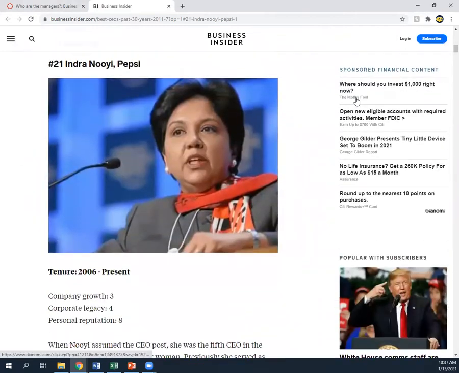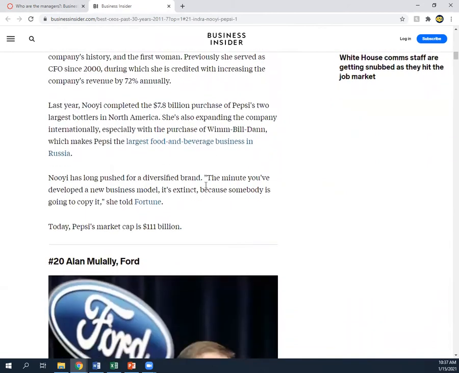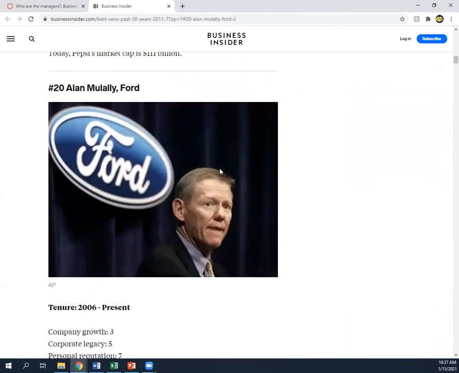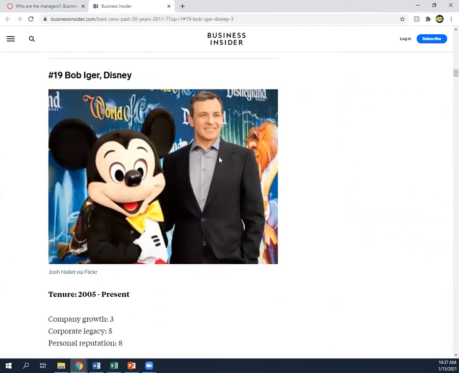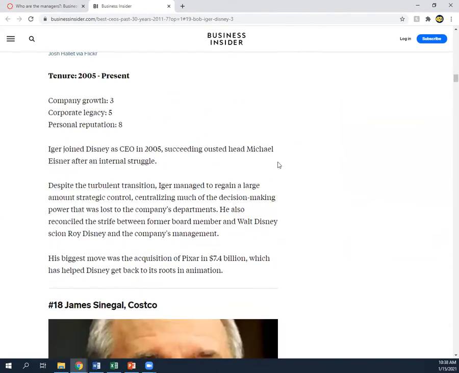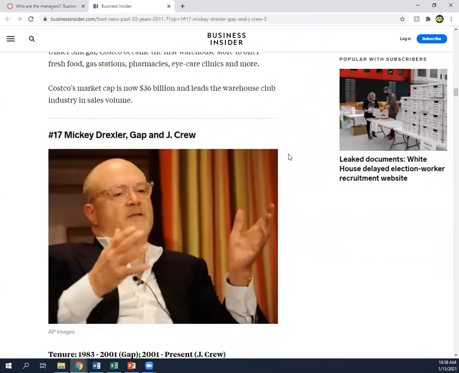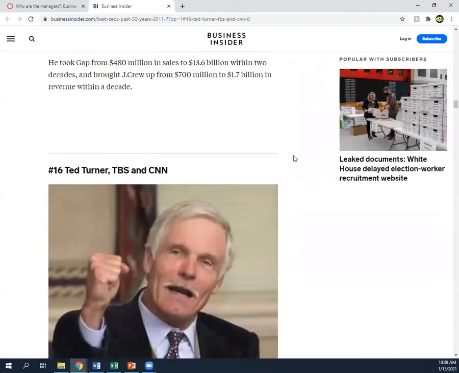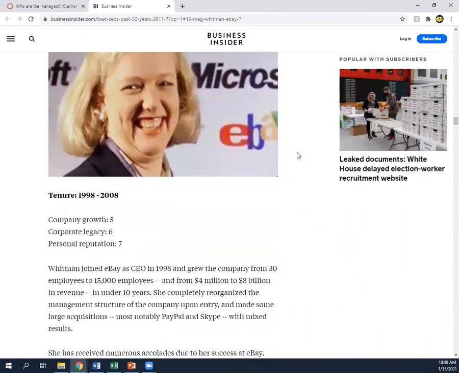So let's look at the best CEOs. Indra Nooyi, I don't know if that's how you say her name, but she's the CEO of Pepsi. Alan Mulally, I don't know if I'm pronouncing names correctly. He's the CEO of Ford. Disney, oh my goodness, they're going to take over everything. Costco, yeah, Costco usually does things pretty well. J. Crew, TBS and CNN. The person who owns eBay.